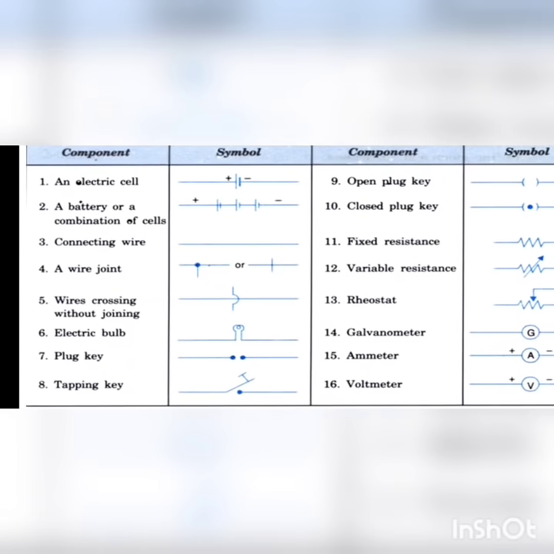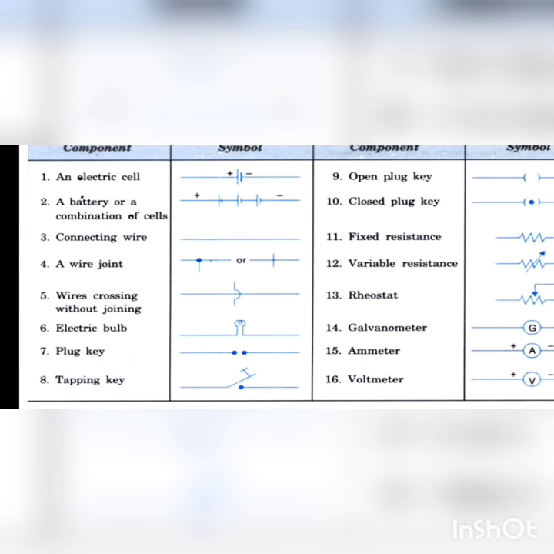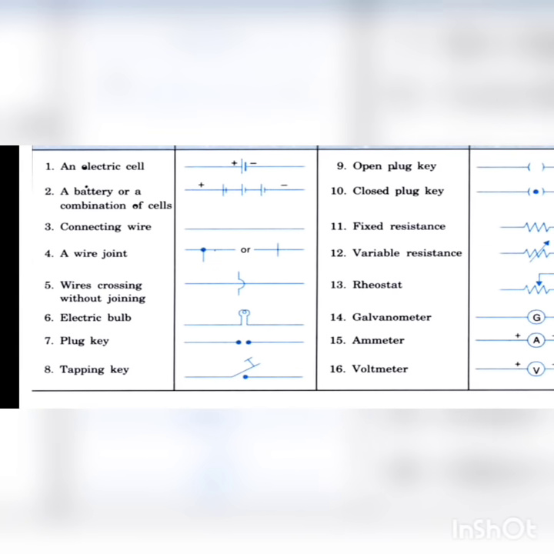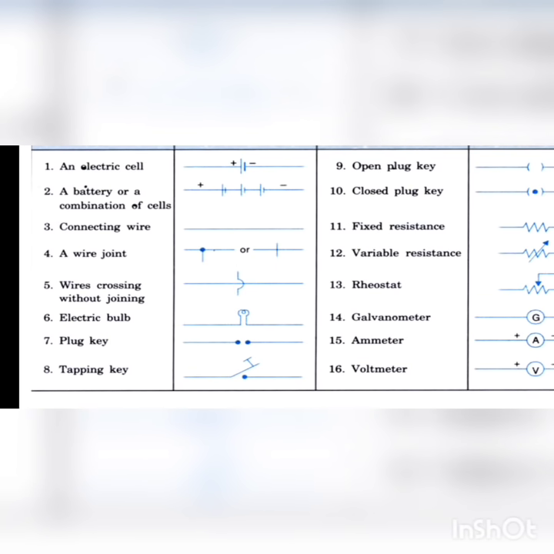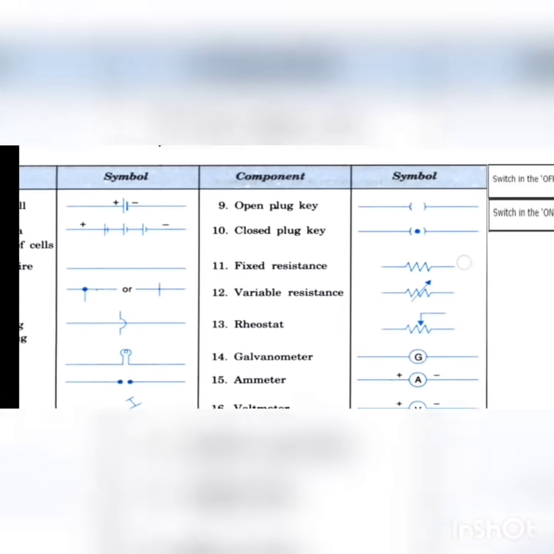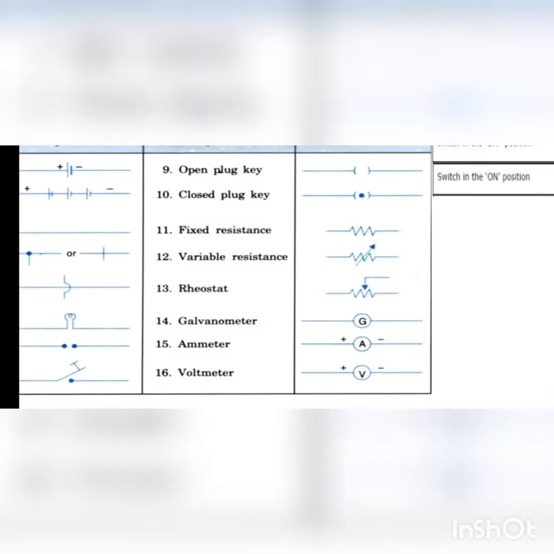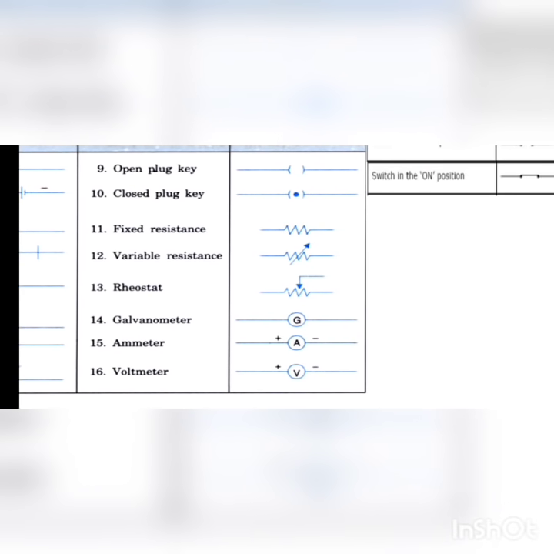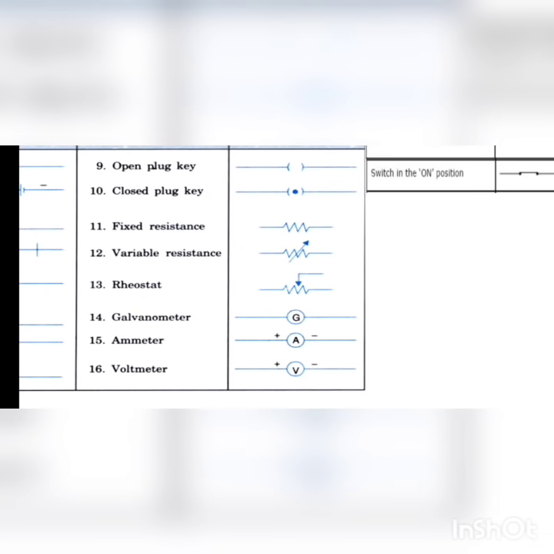Fine. You can see here wire crossing without joining. There are sometimes that your wires are crossing, but I'm not joining these two wires. In that scenario you have to draw the symbol like this. An electric bulb should be like the symbol which is shown in the 6th point. Plug key, again a key, is for breaking or joining the circuit. Fine. A plug key can be shown as in the 9th and 10th points.